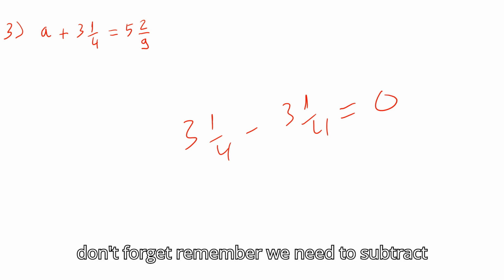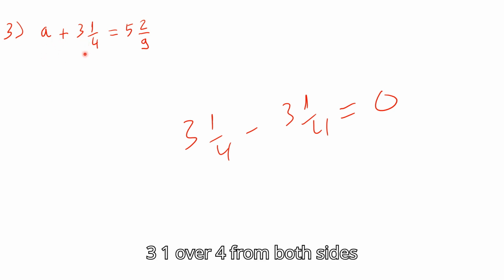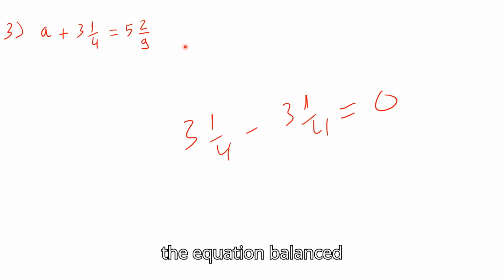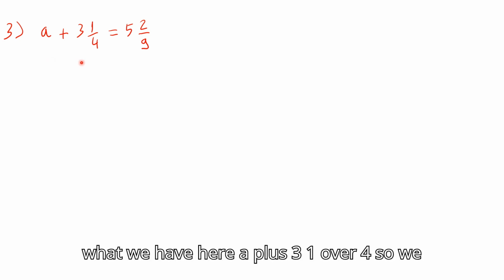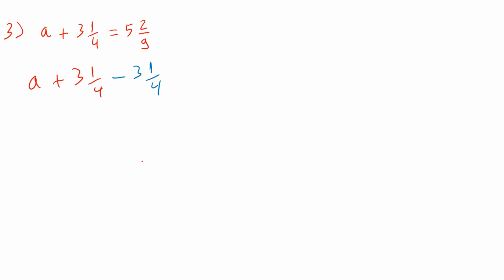But don't forget, remember, we need to subtract 3 1 over 4 from both sides, from this side and from this side, to keep the equation balanced. What we have here, a plus 3 1 over 4. So we write here a plus 3 1 over 4, but we subtract 3 1 over 4. Also, what we have here equal, so we write here equal. So equal 5 2 over 9.